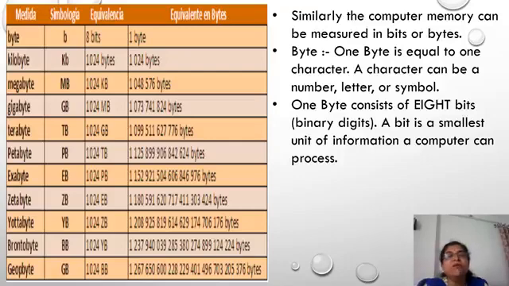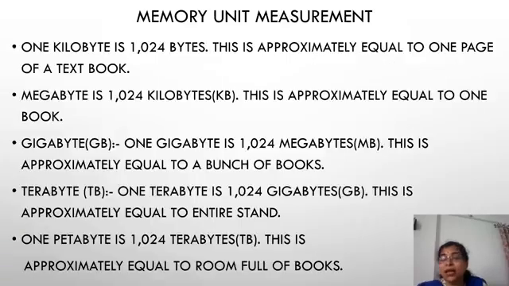Here the table is given. 1 byte is equal to 8 bits. 1 kilobyte is equal to 1024 bytes. 1 megabyte is equal to 1024 kilobytes, and so on. Okay. Now we will see in normal terms what these measures mean, how big they are. With this we will get some idea how big the computer memory is.